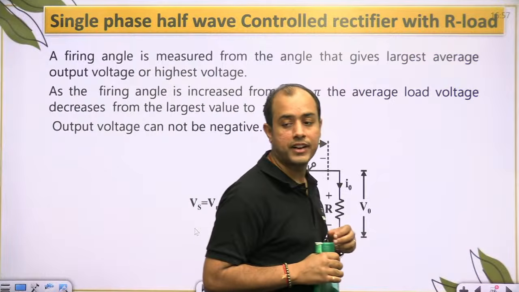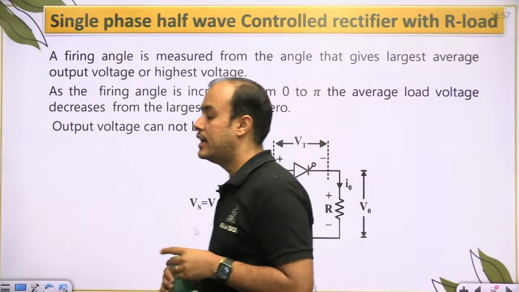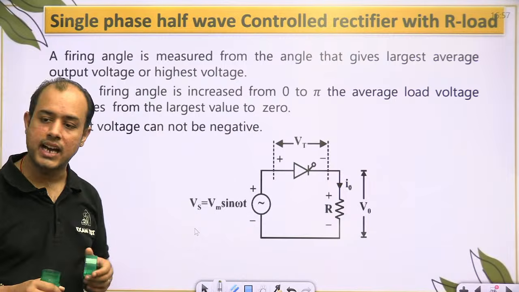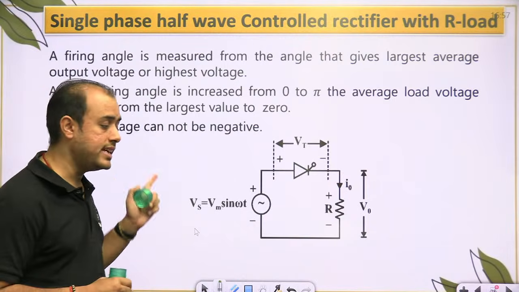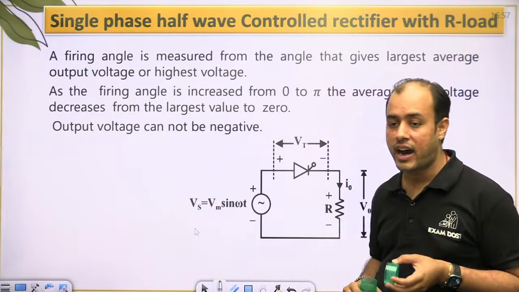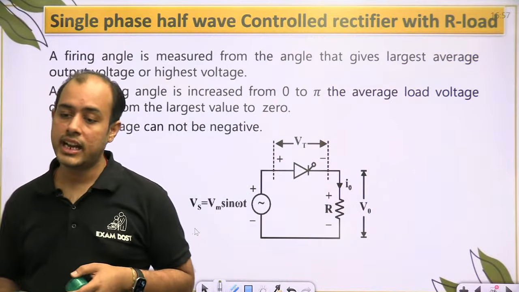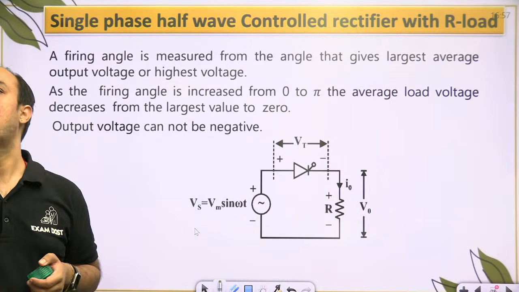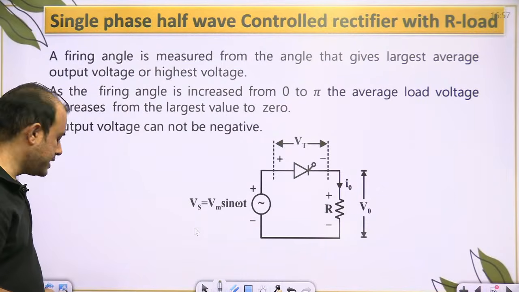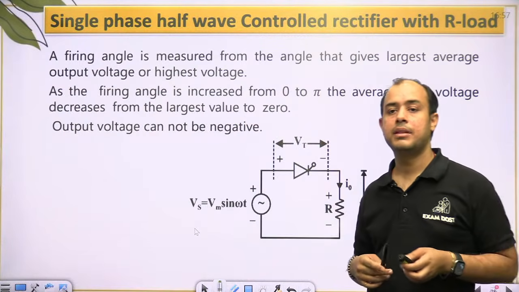Now, what is so different about SCR? SCR gets forward biased in the same way as a diode. SCR की forward biasing diode की तरह होती है, but SCR will only conduct when it receives the gate pulse, a firing pulse. So it does not conduct immediately after forward biasing. It will conduct after an angle alpha. Okay, so it will always conduct after an angle alpha.